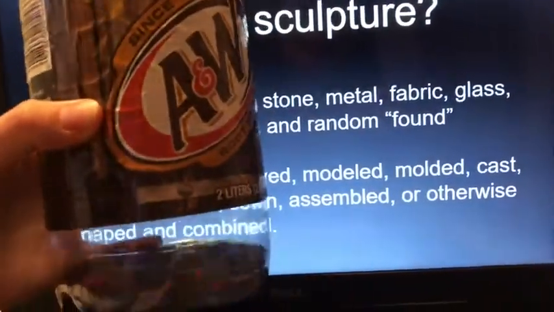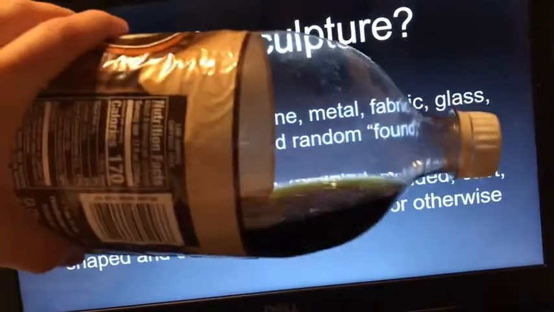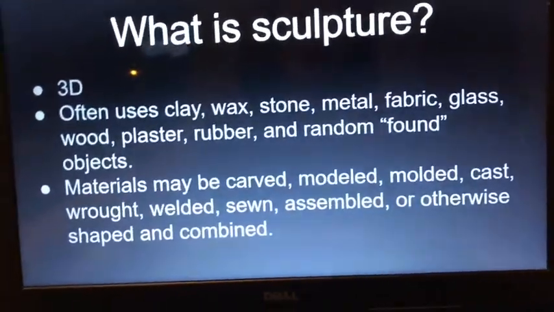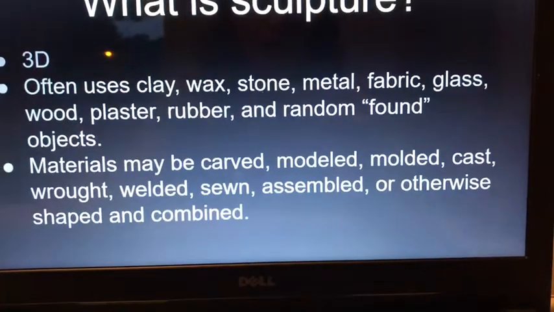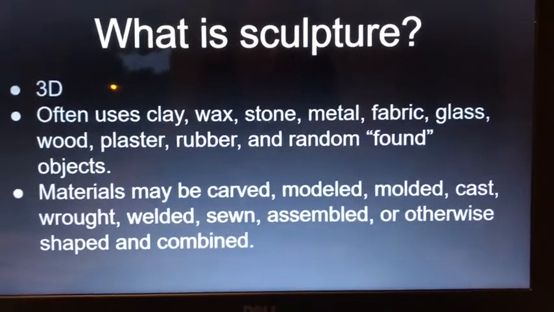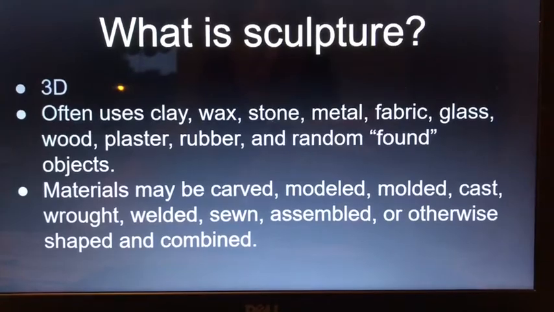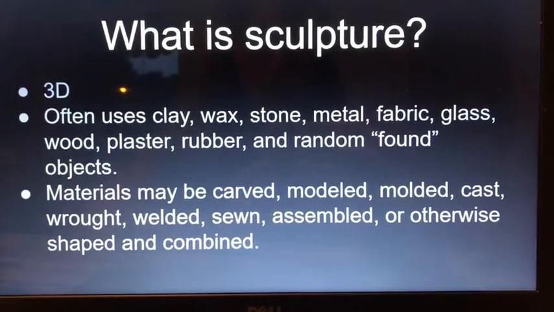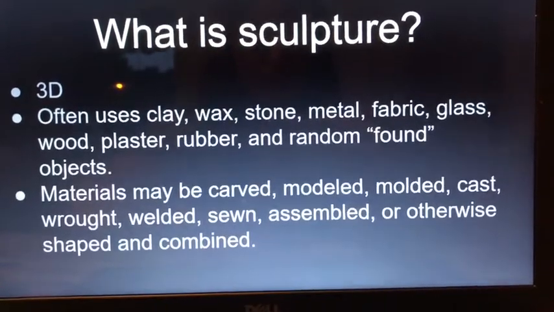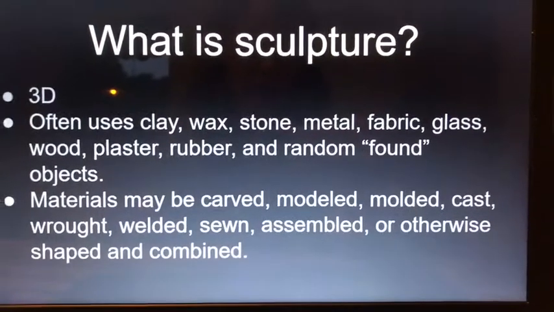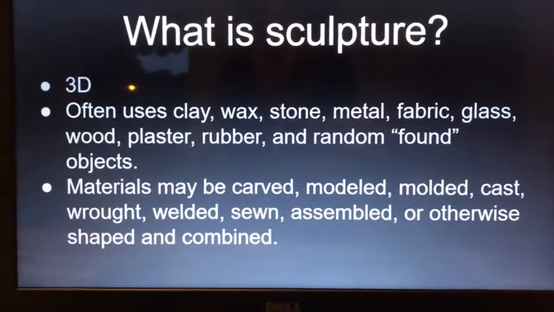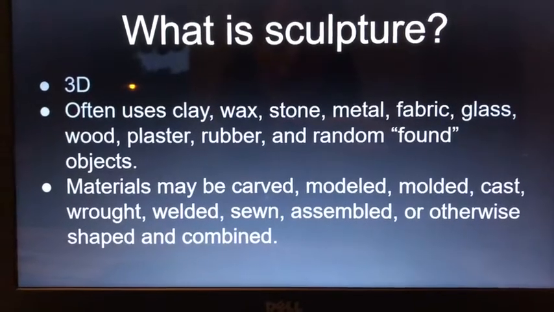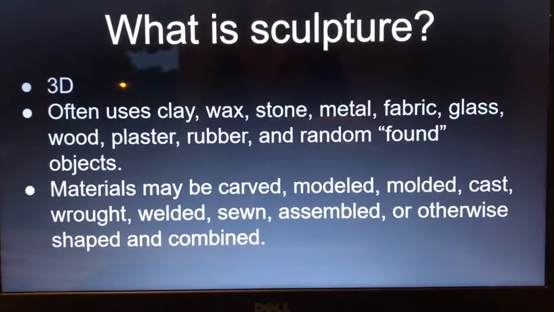One of them is this 2-liter bottle. Another one could be a bottle cap. Found objects are exactly what they're called, things that you find. There is no limit, there is no parameter with which you have to try and find these specific objects. It's something that you have access to. And in modern sculpture, found objects are a very common theme.